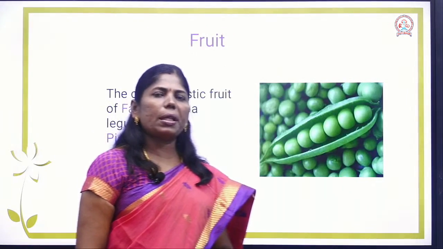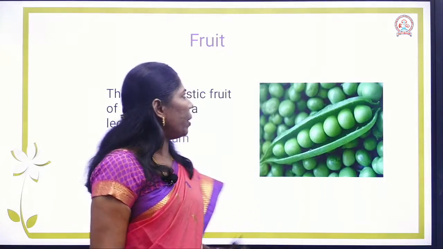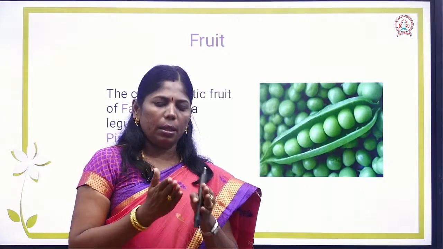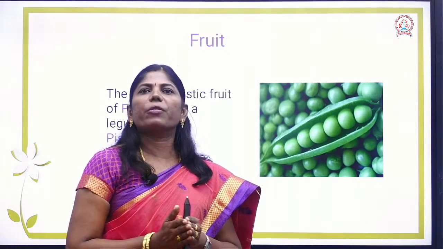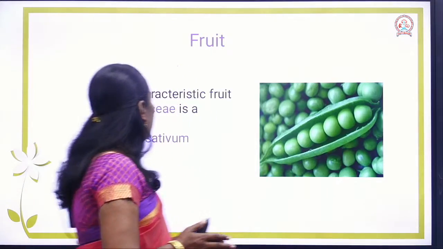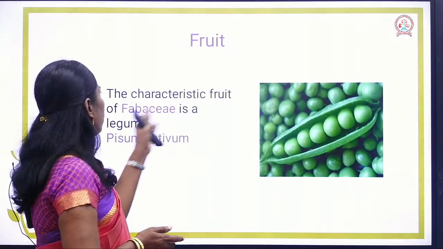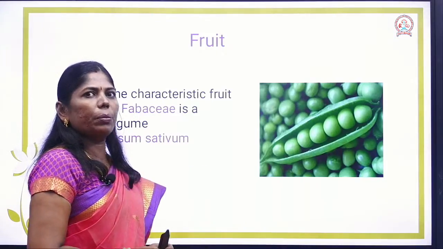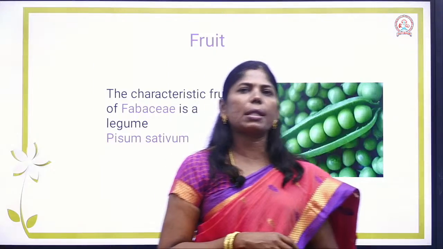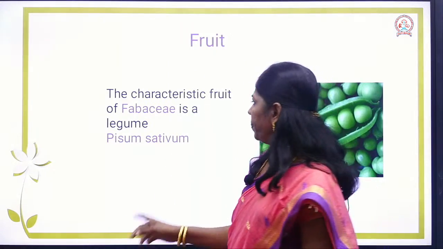So next we are going to see the fruit. Okay? So what type of fruit is there, that is here. We already studied the classification of the fruit. So it is dry dehiscent in condition. Okay, that is a characteristic of the fruit. In Fabaceae, it is a legume. The name of the fruit, the type of the fruit, is legume. So the example is Pisum sativum.